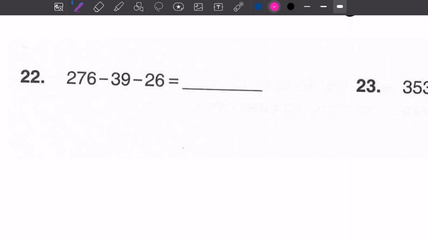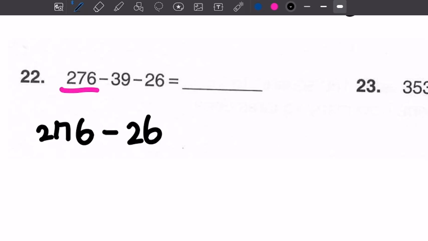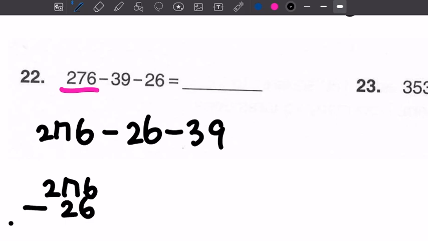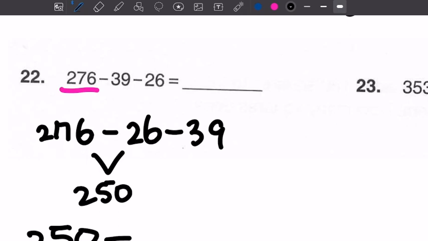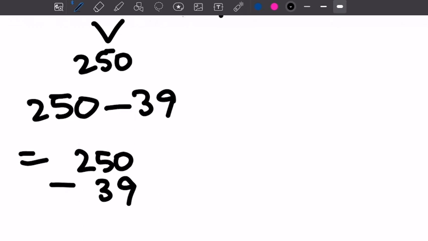Now for question number 22, we have 276 minus 39 plus 26. The number we subtract from stays in place. But we want to do 26. We're going to subtract 26 first because 6 minus 6 is 0. So 276 minus 26 is equal to 250. Now, since this is 250, we're going to do 250 minus 39. And that would be 250 minus 39 equals 211.